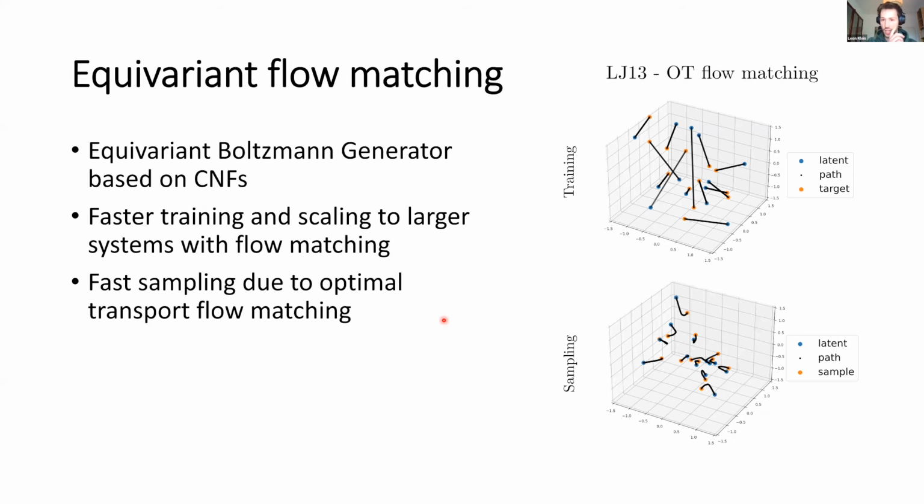Okay, so let's have a look again at this Lennard-Jones system. And here on top, you can see a training pair generated with OT flow matching. Blue is a latent sample and orange is a target.